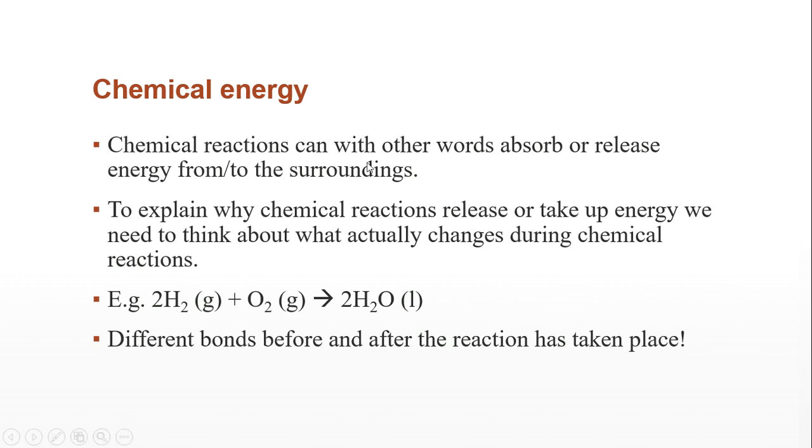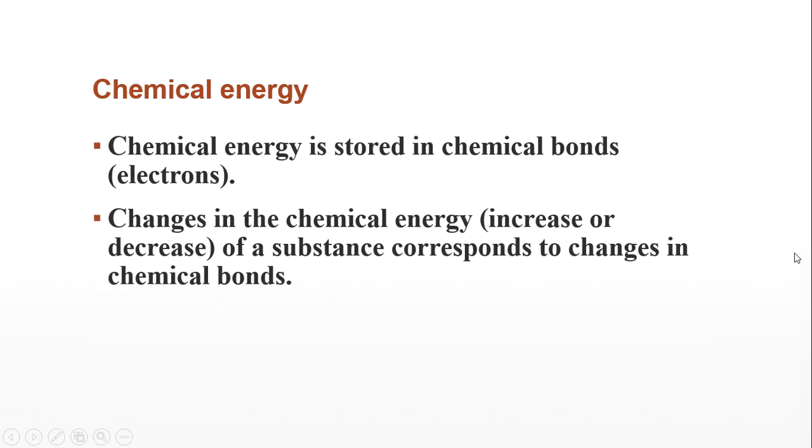Before the reaction, we have bonds between 2 hydrogen atoms here, covalent bonds, and we have covalent bonds between oxygen atoms. But afterwards, we have covalent bonds between hydrogen atoms and oxygen atoms. So there's a difference here. And this is important. Chemical energy is stored in the chemical bonds. Remember that the chemical bonds in turn are electrons. So depending on how the electrons are arranged, we'll have different amounts of chemical energy stored.